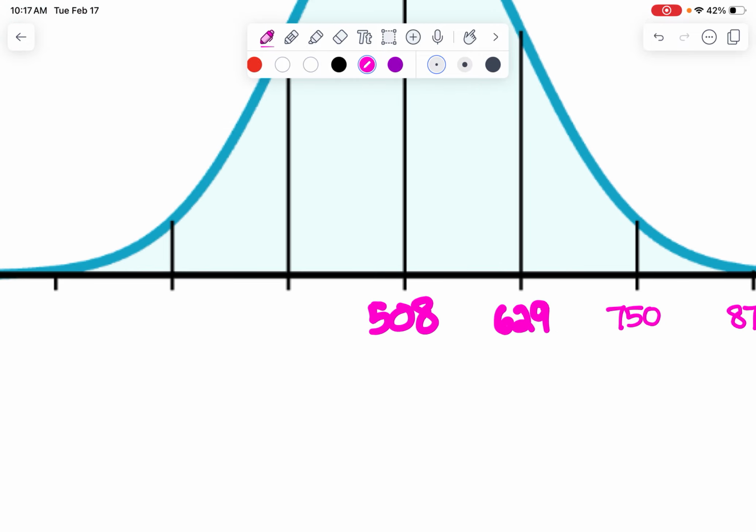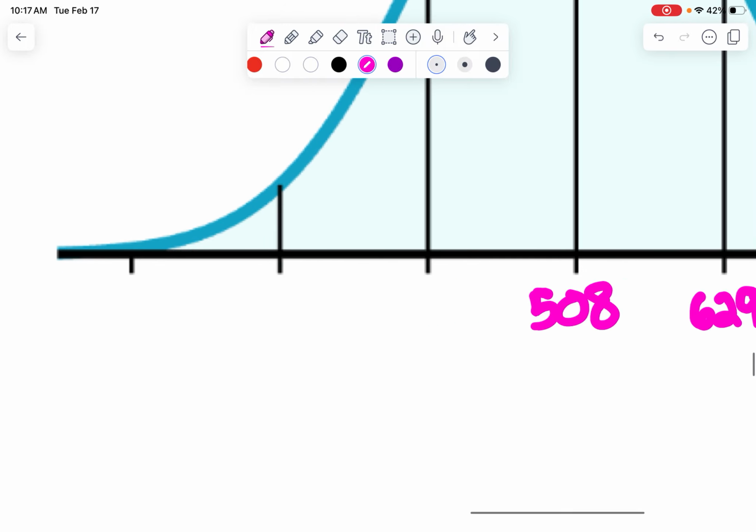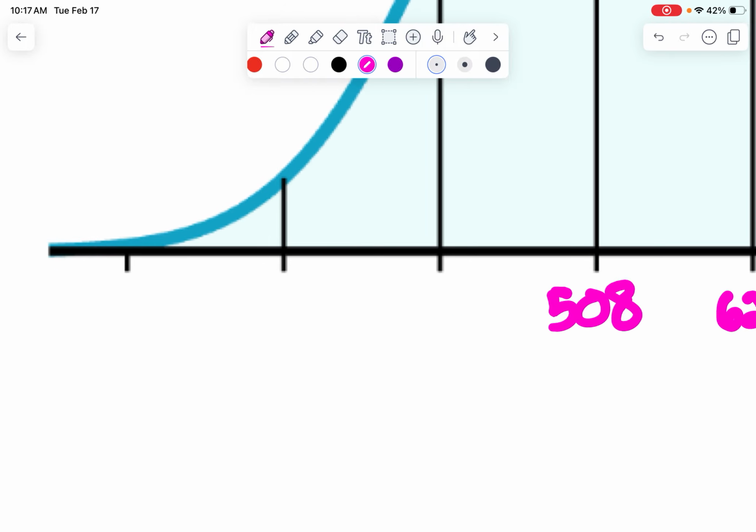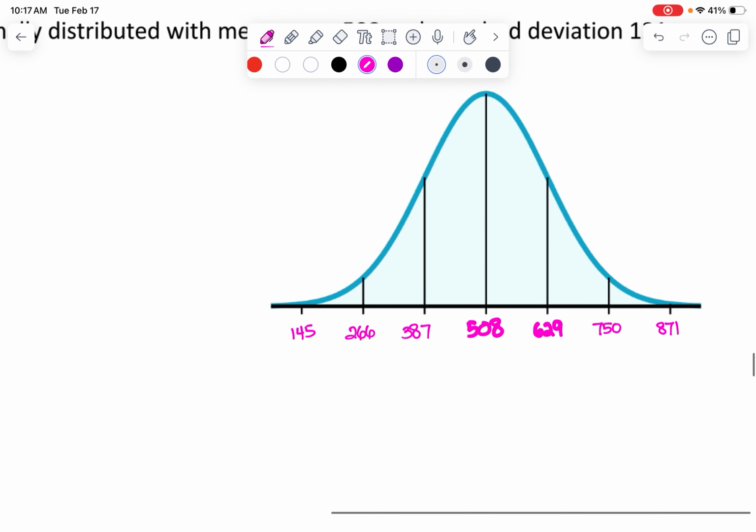Okay, now if we go the other way, 508 minus 121 would give me 387. Okay, do that again. This is a little bit easier. 266, and again 145. Okay, so I have that information.